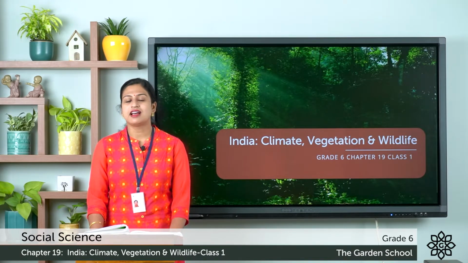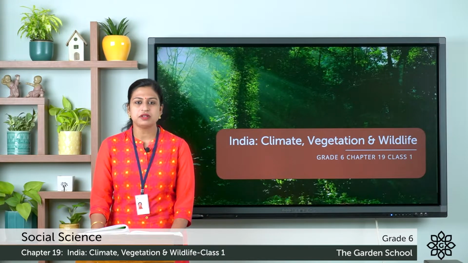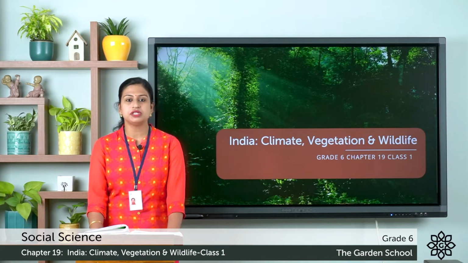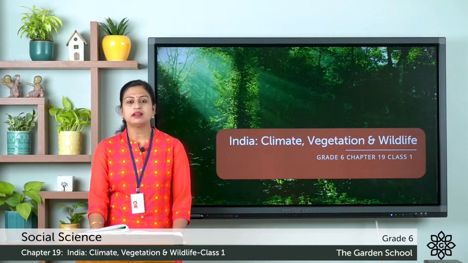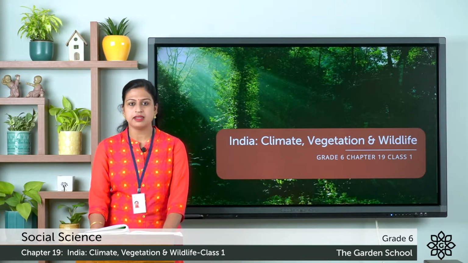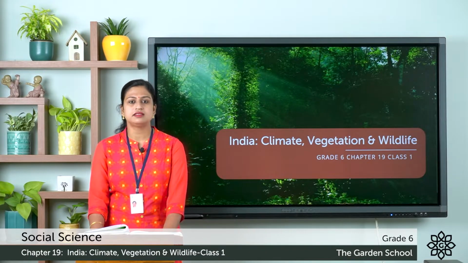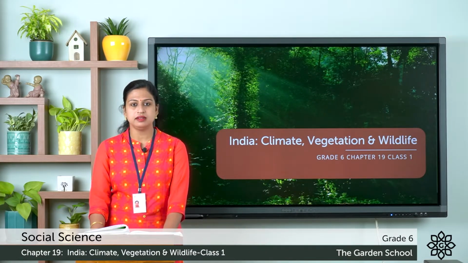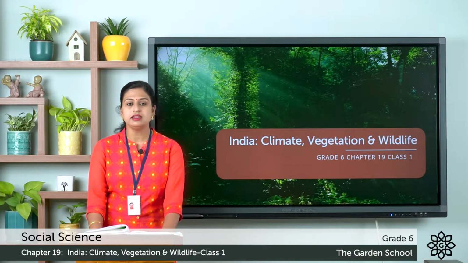Today let's start this class with a new chapter, chapter number 19, and the name of the chapter is India, Climate, Vegetation and Wildlife. So here in page number 160, you can see the big ideas. Here you can see the topics that we will be discussing in this chapter. The topics are India, its climate, types of vegetation found in India, variety of wildlife in India.